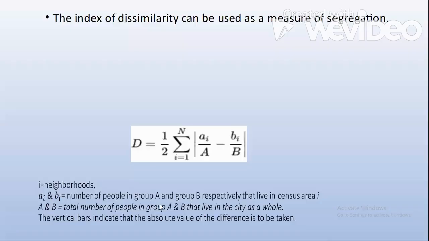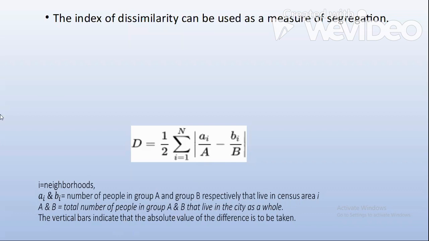So over here, we see the formula of the index of dissimilarity. What is the meaning? I over here means the neighborhood, that is A, B, C or D, that I have shown in the previous slide. Small a and small b mean the number of people of group A and group B that live in census area I. Capital A and capital B mean the total number of people in groups A and B that live in the city as a whole. The vertical bars mean that we need to deduct this from this. Now see how this will run.